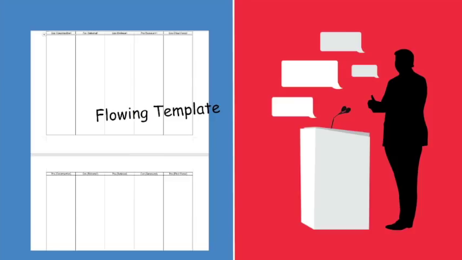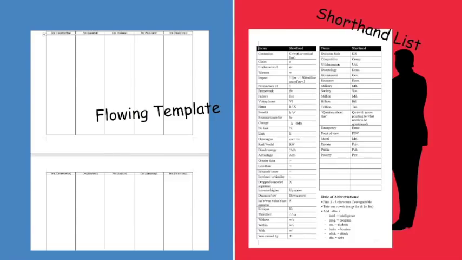To make sure that you actually are able to keep up with your opponent's speaking speed, there's also a shorthand list that we use to finish quick notes. Both files of the templates and the shorthand list can be found on Moodle.